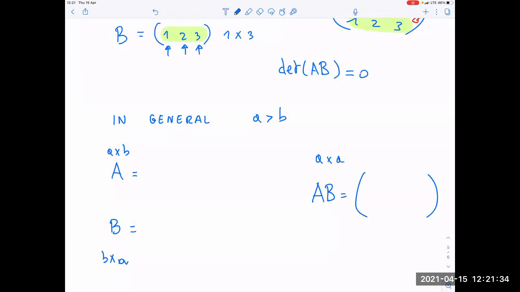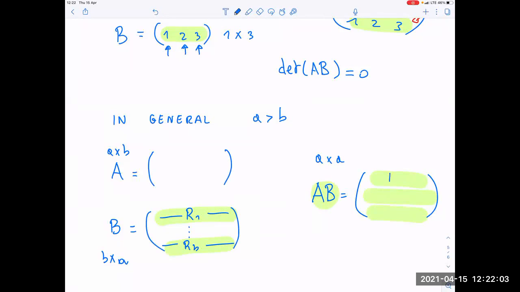Okay, so what can I say about the matrices? Well, matrix B will have B rows, row 1 up to row B. When I multiply A times B, what will I get here? Well, I will get the A rows of matrix AB. Let's call them M1, then up to MB, and I keep going till I get MA.